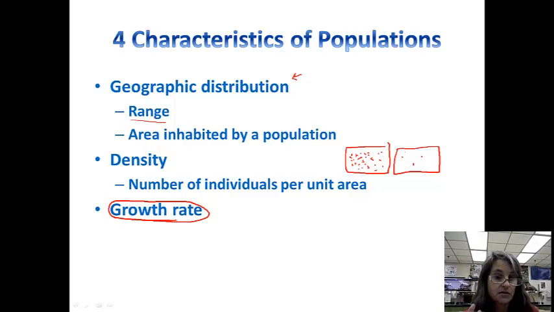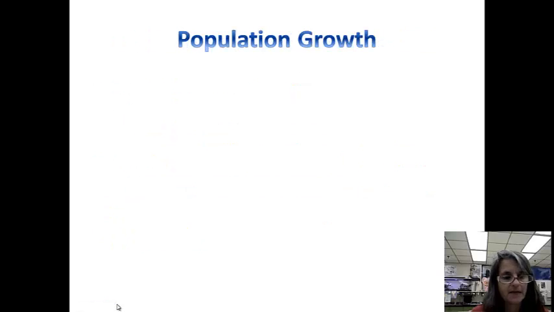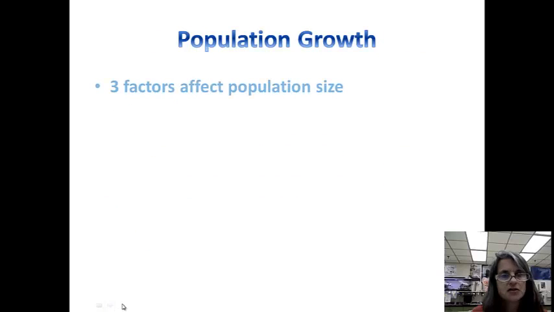And what are those numbers going to mean for the future of the ecosystem? Age structure. That looks at the ages of the organisms in your population and tells us a lot also about what the future might hold for the population. Will it increase or decrease in number? And we'll talk more about that later. So population growth, really important, hugely important aspect of populations.